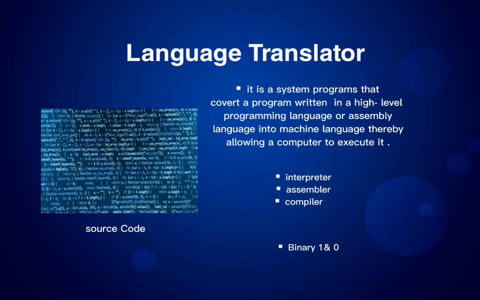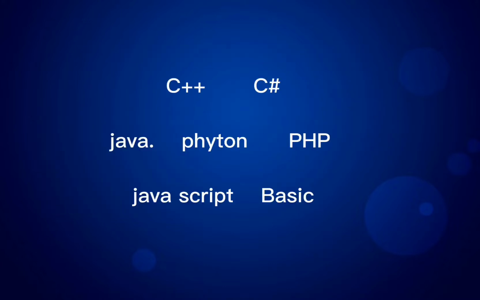So, ang tawag pala sa software na to ay source code. So, ito ay isang programming statements that are created by a programmer. So, which means lahat ng create ng mga programmer ay ang tawag ay source code. So, ang example ng source code ay ang C++, C#, Java, Python, PHP, JavaScript, Basic, and others.